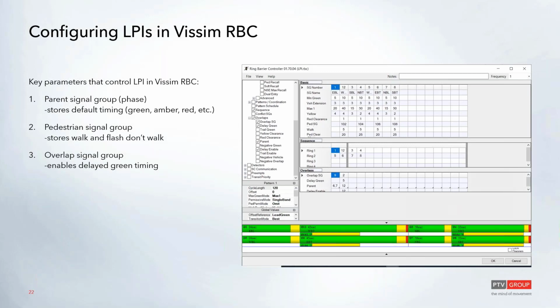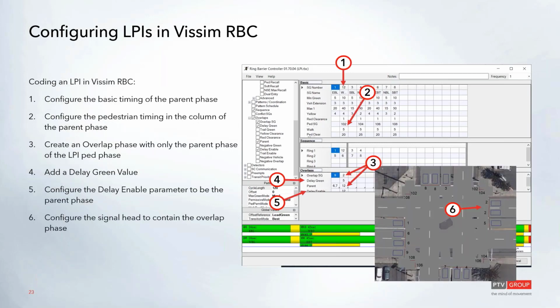So let's look at the parameters in a little bit more detail. When you code it in, configure the basic timing in the parent phase. In this case, I've replaced phase 2 with phase 12 because later on we'll be putting phase 2 onto the signal heads. So you configure the pedestrian timing in the column of the parent phase as you would normally. So you'll do the parent phase and the pedestrian phase as normal. You put it into the sequence as normal.